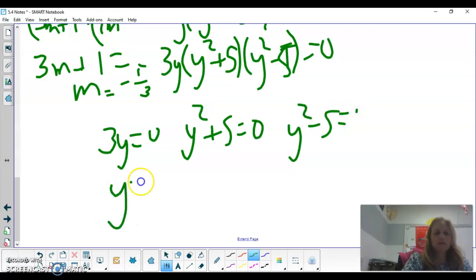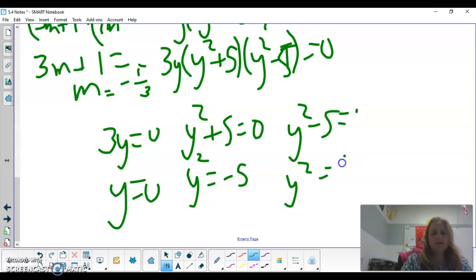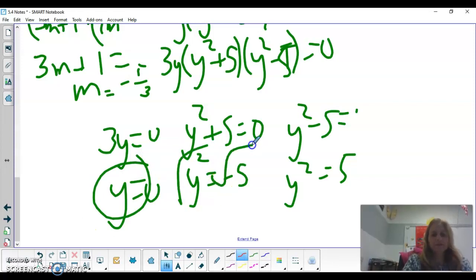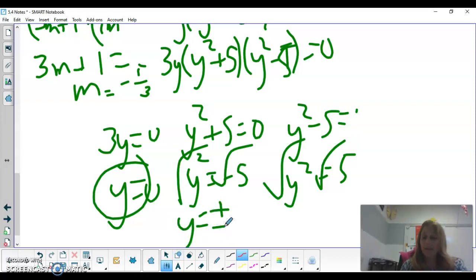So here we can just get y equals 0. y squared equals negative 5, y squared equals positive 5. All right, here we're done. So let's take the square root. So remember, this would be y equals, remember your plus or minus. Now, because that's negative, we can't leave a negative. We have to pull out that i. And the square root of 5, or we can have plus or minus the square root of 5i.